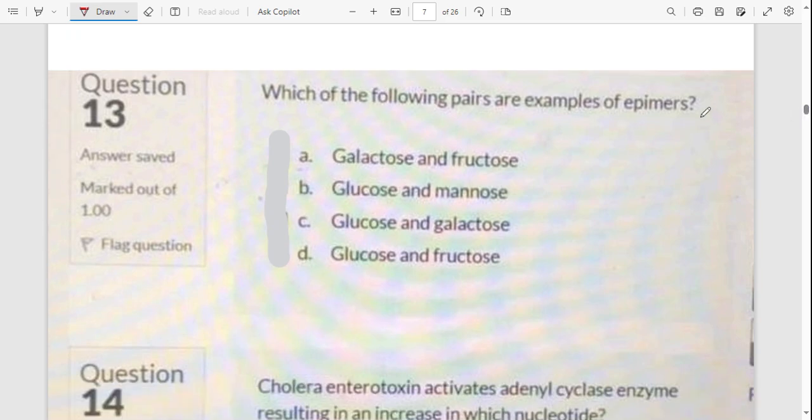Which of the following are examples of epimers? Epimers are compounds which have the same number of atoms, but they differ in the arrangement of atoms at only one carbon.